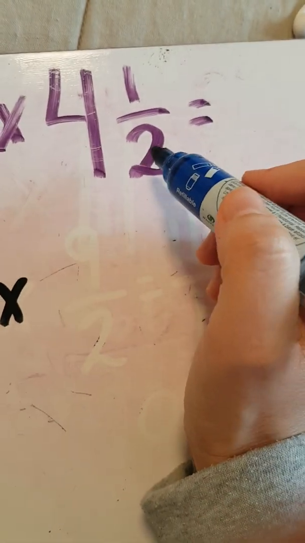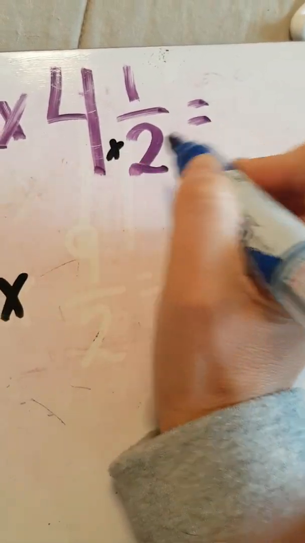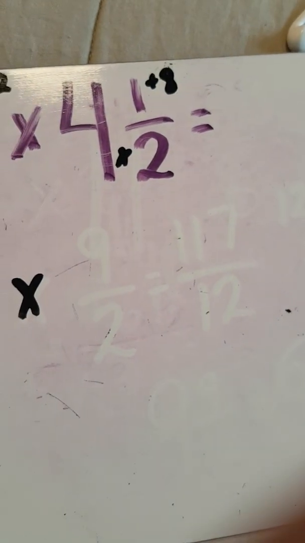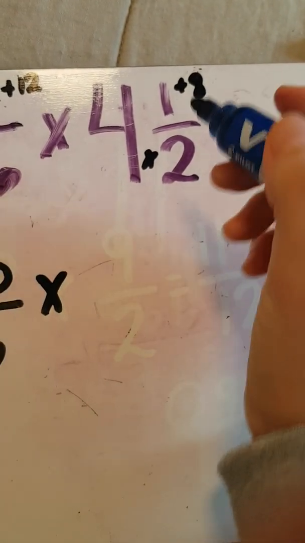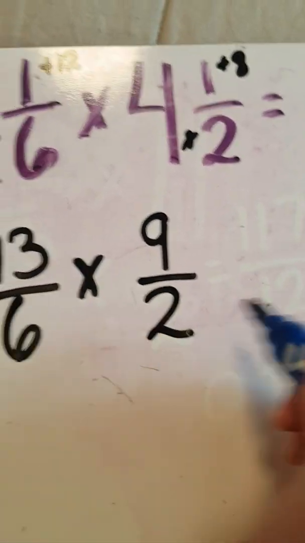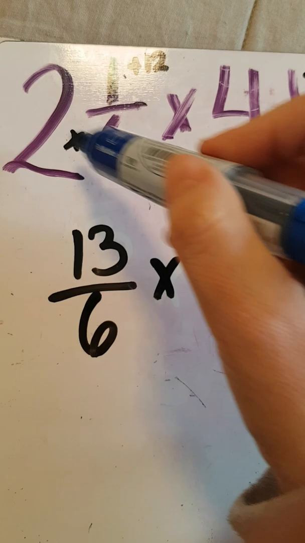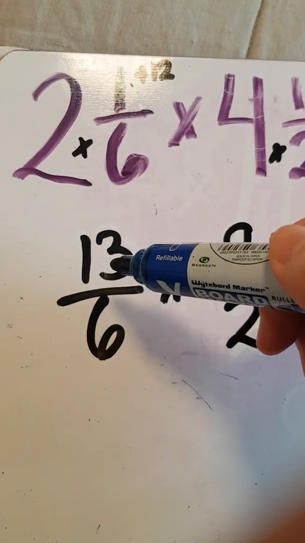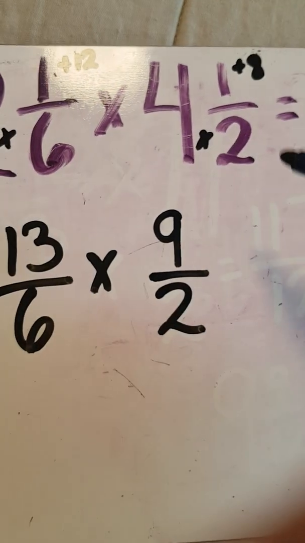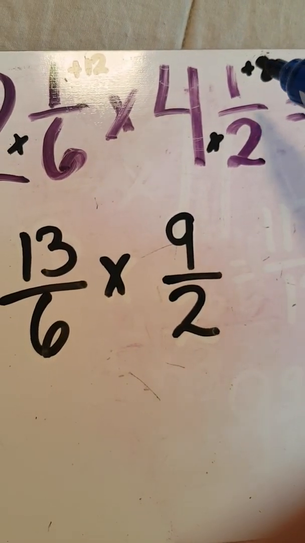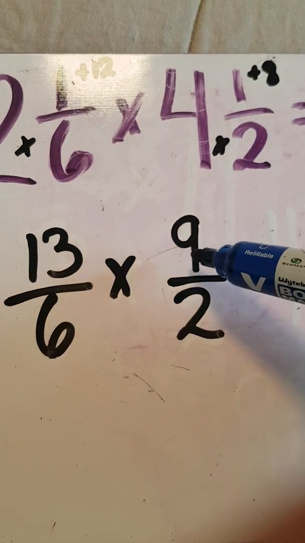Do the same thing over here. 2 times 4 equals 8. Therefore, I add 8 to my numerator. 8 plus 1 equals 9, and I keep it over 2. Again, 2 times 6 equals 12, so I add 12 to my numerator. 12 plus 1 equals 13, keep it over 6. 2 times 4 equals 8, therefore I add 8 to my numerator. 8 plus 1 equals 9.